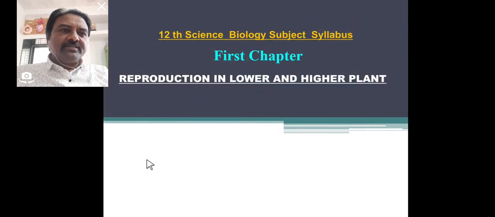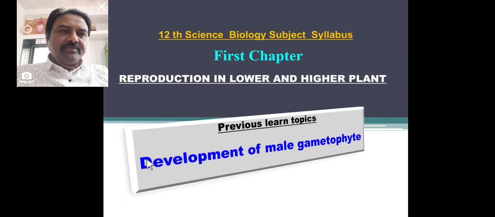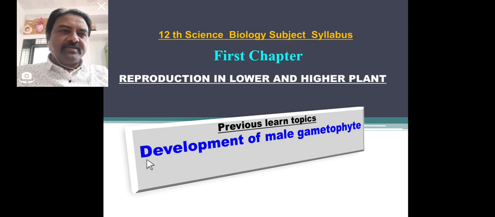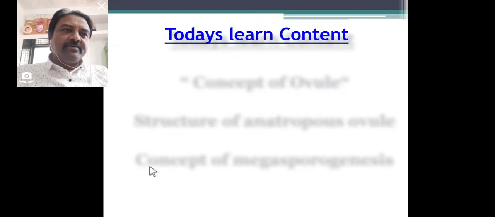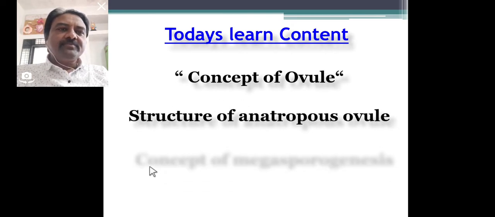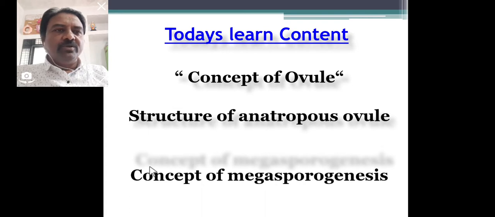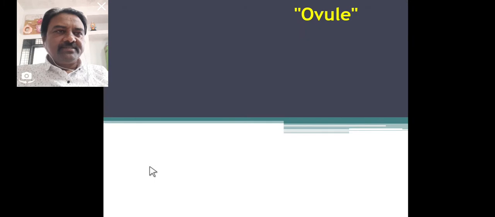In the last lecture, we saw some concepts like development of male gametophyte and structure of male gametophyte. Today we will learn some concepts like the concept of ovule, structure of anatropous ovule, and concept of megasporogenesis.